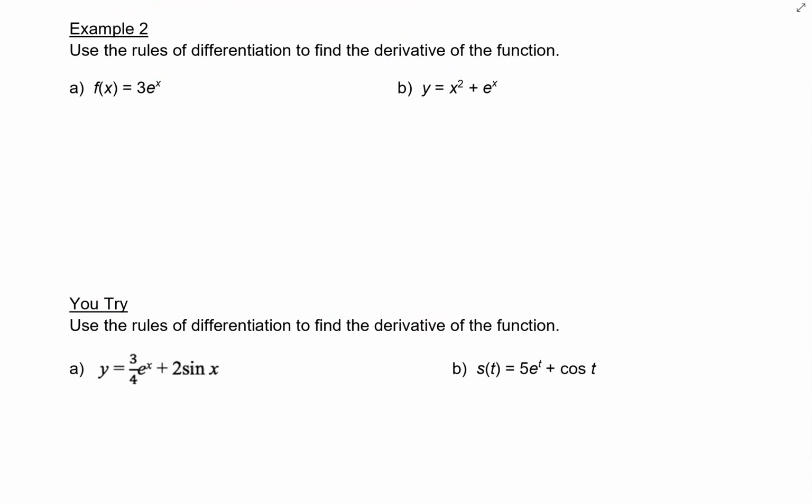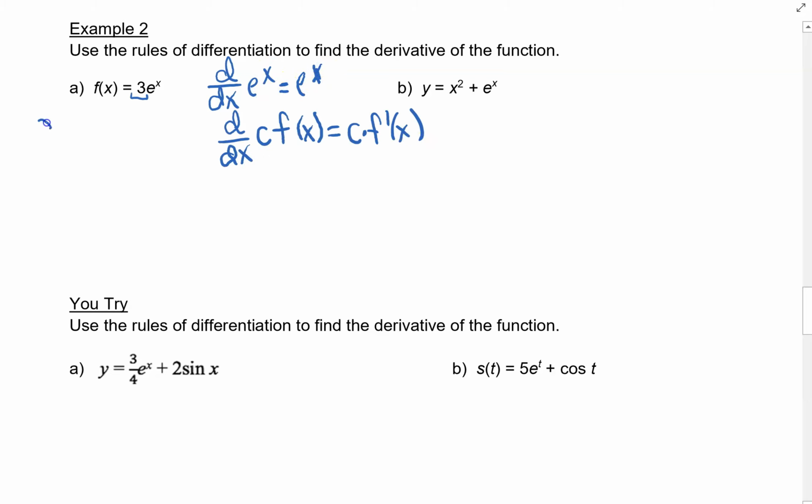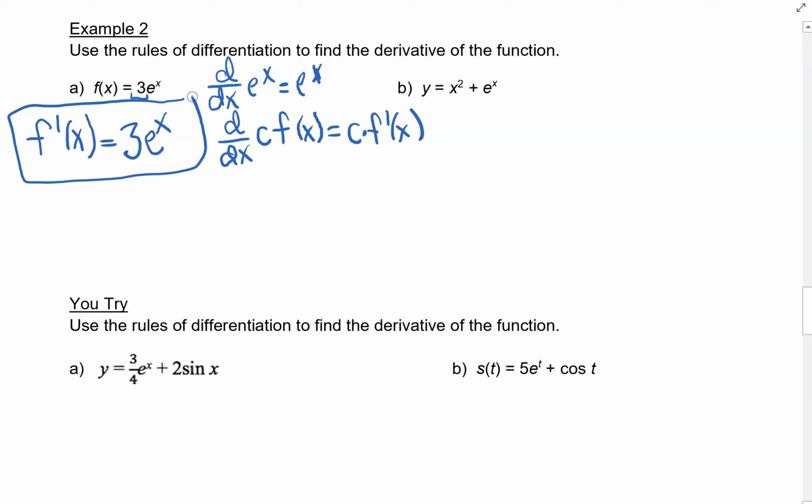So let's try a few with our new function e to the x. So as a reminder, the derivative of e to the x is itself, so that'll be easy. So in this case, f prime is just the constant 3 times the derivative of e to the x, which is just e to the x. So in this case, the derivative equals the original function, even with the constant, because that's what the constant multiple rule says. You just carry it over to the derivative, and then derivative of e to the x is itself. So the derivative of 3 times e to the x would also be itself.